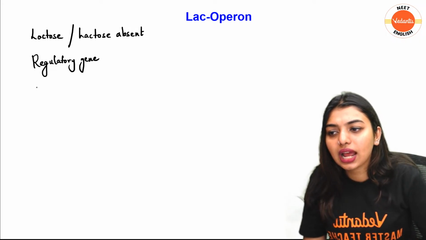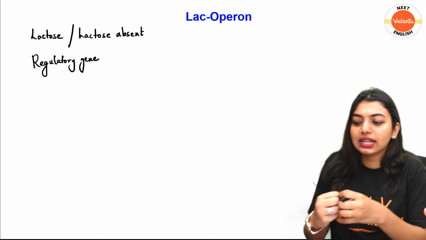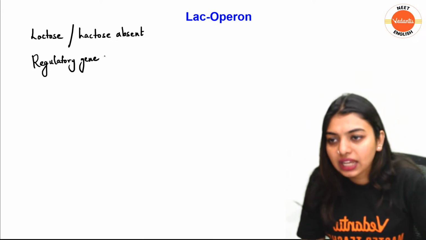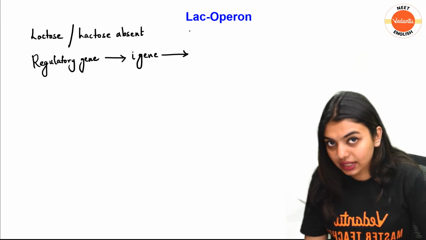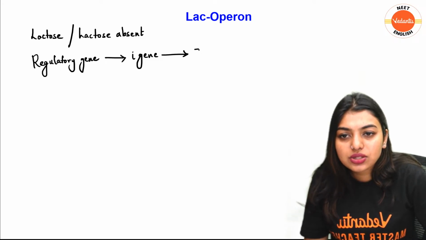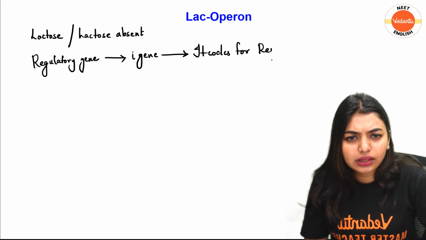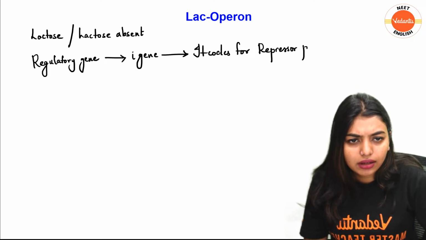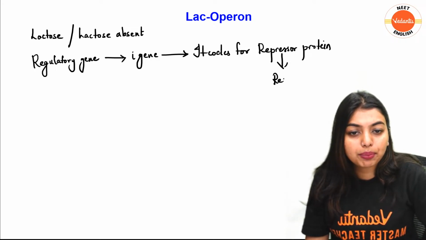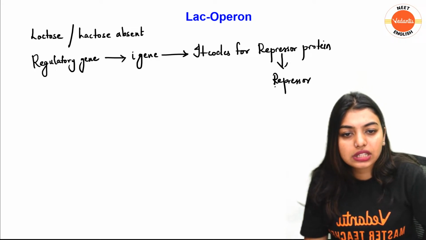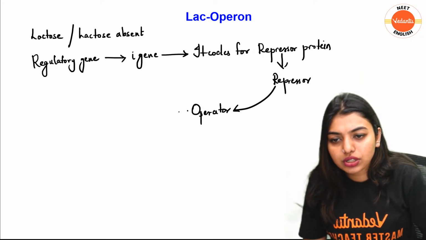Okay, regulatory gene and some. What is happening is one person will control, and the rest of the people will do the job. In the same way, your regulatory gene, or your I gene, will release something. What is it going to do? It codes for repressor protein. What is repressor protein? Repressor protein is something that will form the repressor. That means this repressor will go and bind with the operator and switch off the gene.